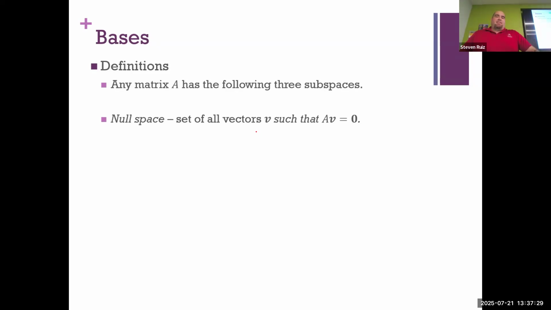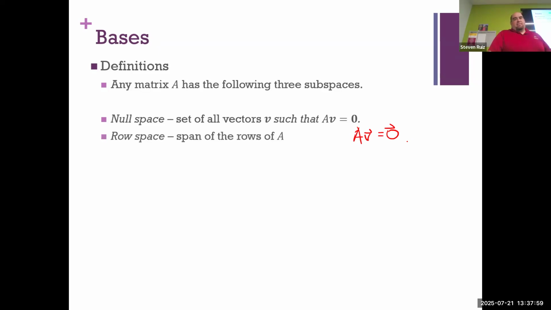So every matrix has at least one thing in its null space. What's one vector that I can multiply by a matrix and get 0? The 0 vector is always inside the null space of a matrix. In some cases, it might be the only thing that's there, but it's always there. But there could be more. So that's what a null space is.